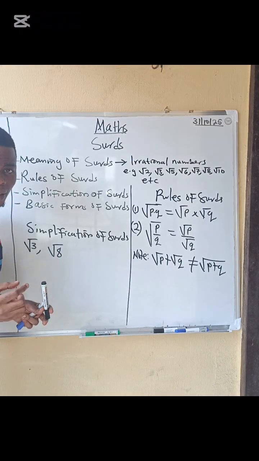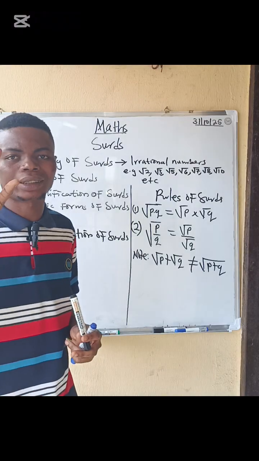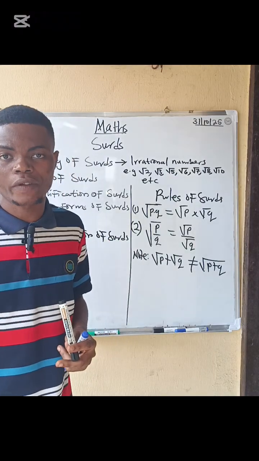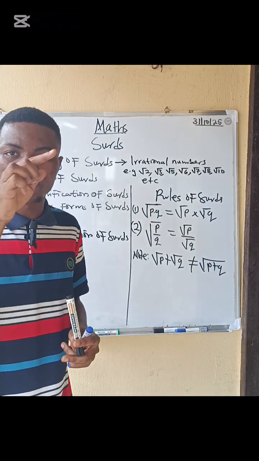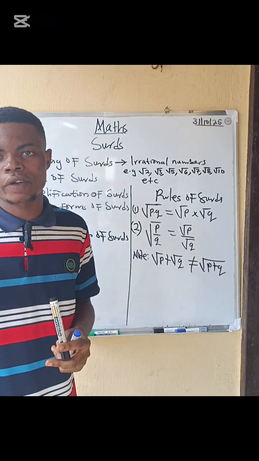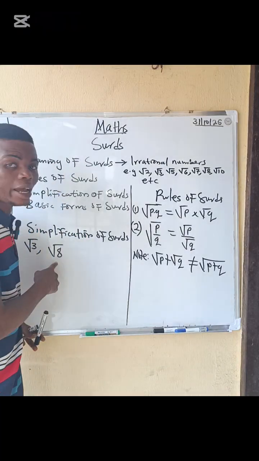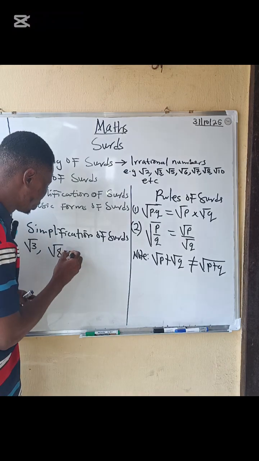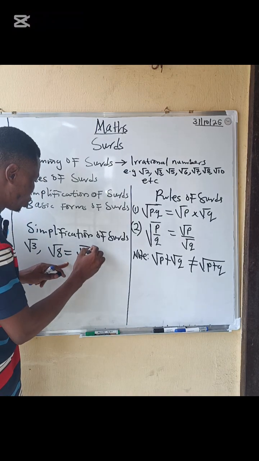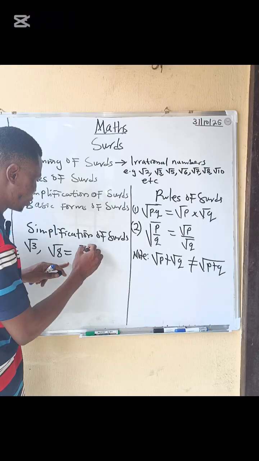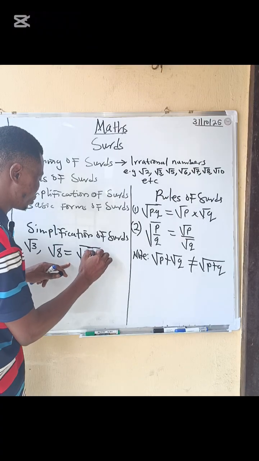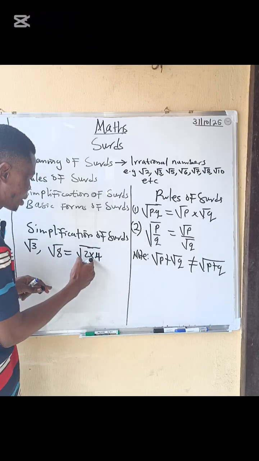You can simplify root 8 because you have two numbers and one of them is a perfect square. That is 4 times 2. 4 is a perfect square and 2 is not a perfect square. So from here we can simplify root 8. This gives us root 2 times 4, which is the same thing as 8.